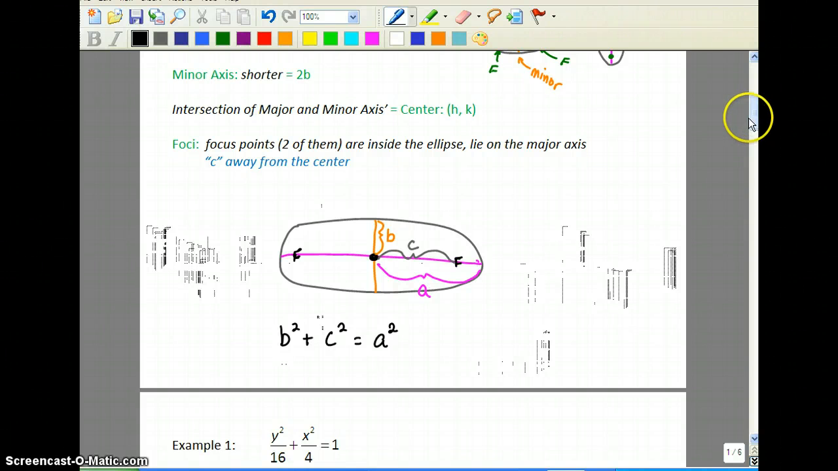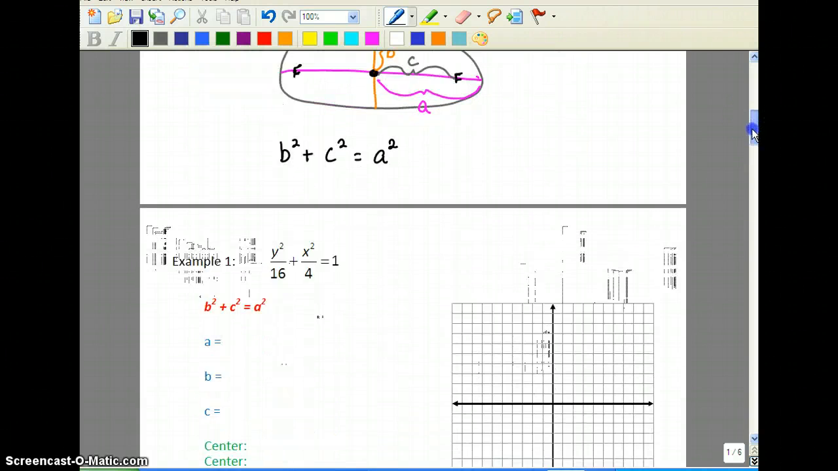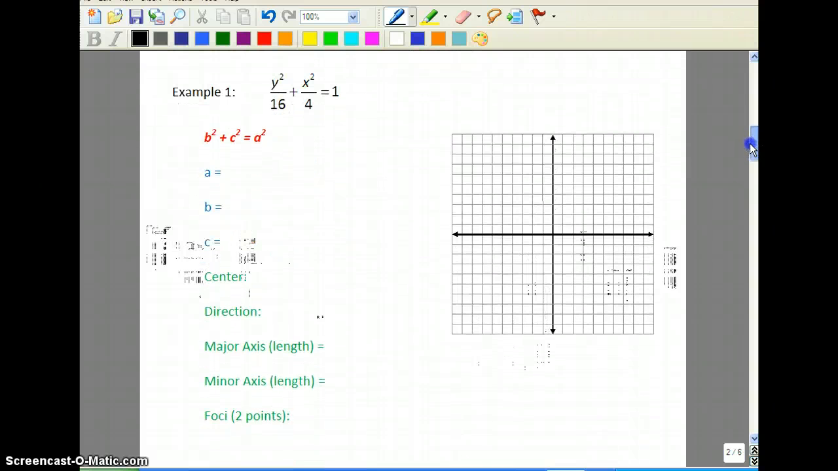Okay, we'll do one example and then we'll do the rest in class tomorrow. All right, when you look at this problem, the first thing you want to figure out is where is the biggest number on the bottom. So 16 is bigger than 4. So 16 is going to be A squared. So what's A? Well, the square root of 16 is 4, which makes B be 2, because it's the square root.